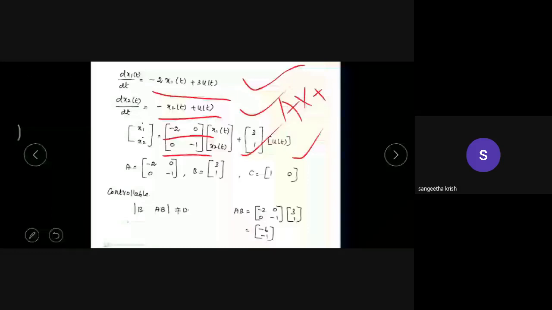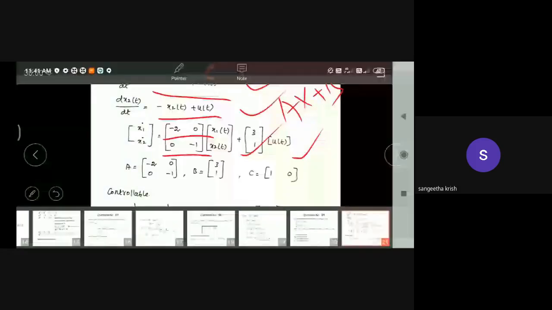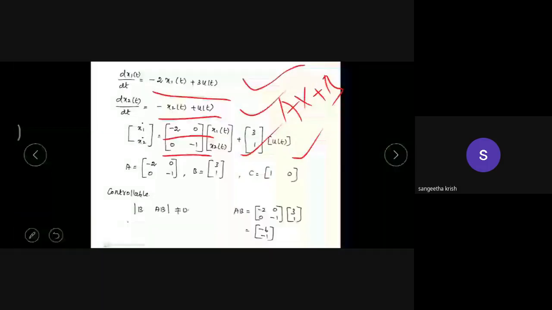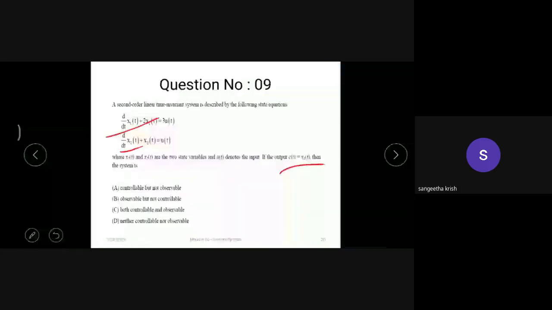So from this I understood that A is equal to [-2 0; 0 -1], B is equal to [3; 1]. Okay, and the output equation, if I see the output equation, c of t is equal to x of t alone. Your output matrix is always a row matrix, it's not a column matrix. I should write it in the form of a row.